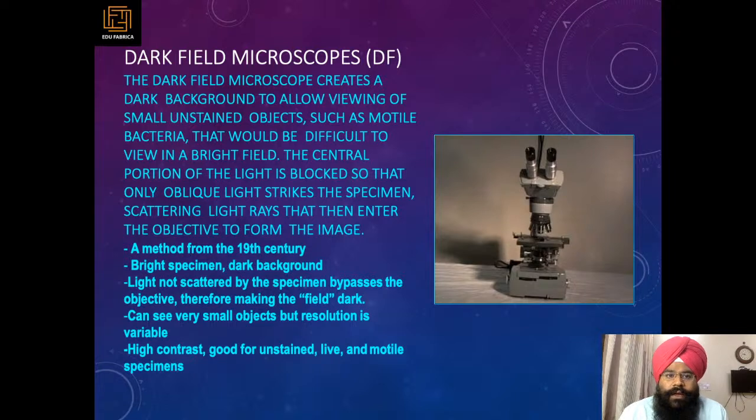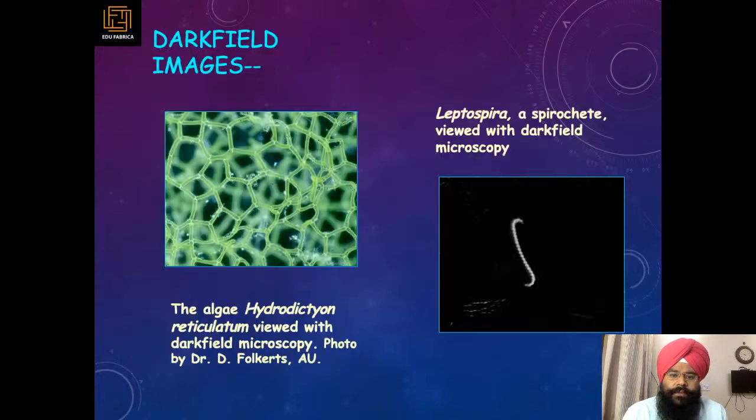Further, dark field microscopes create a darker background to allow the viewing of small unstained objects such as motile bacteria that would be difficult to view in the bright field. Whatever we can't see in the bright field, we can see in the dark field microscope. The central portion of the light is blocked so that only oblique light strikes the specimen. So we see a bright specimen on a dark background, and can see very small objects, but the resolution is variable. High contrast, good for unstained, live and motile specimens.